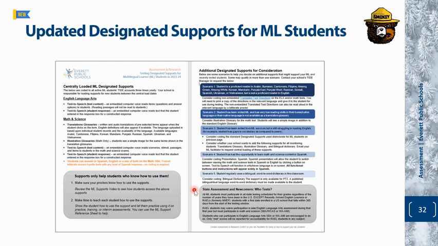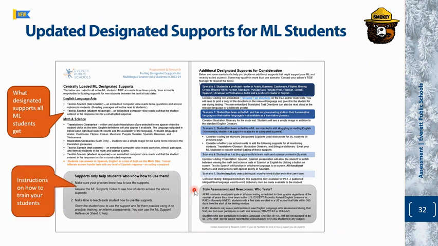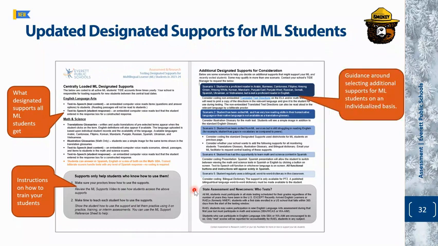I have a new document, a new updated designated support for ML students. I know it looks similar, but it is different, so please review it. The top portion contains what designated supports are included for ML students in this district. There's some changes to that, so please note that that is the case. And then, of course, we have instructions on how to train your students. If we do not train our students on how to use those supports, from up here, they will never ever be able to successfully use them on their own because they're not going to expend the energy to learn them solo.